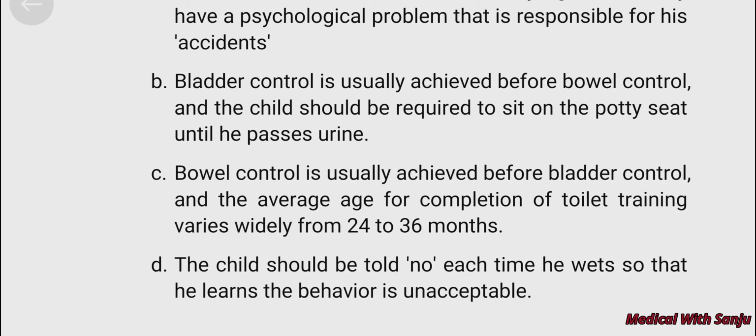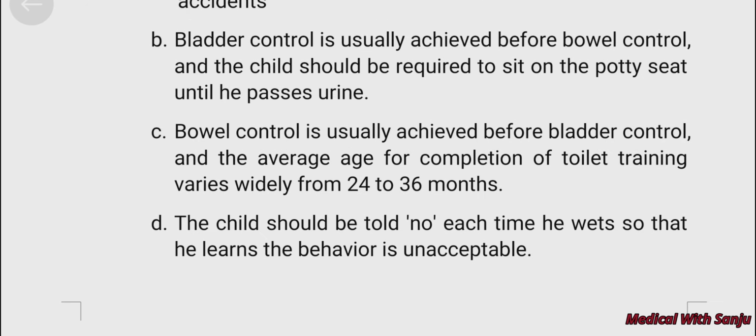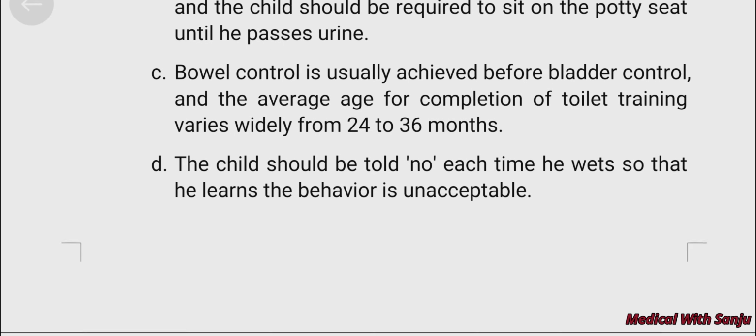The right answer is option C. 24 to 36 months is normal.